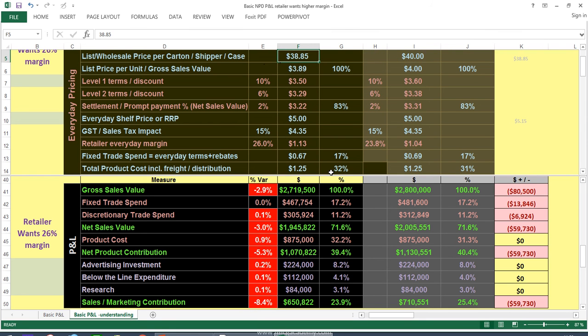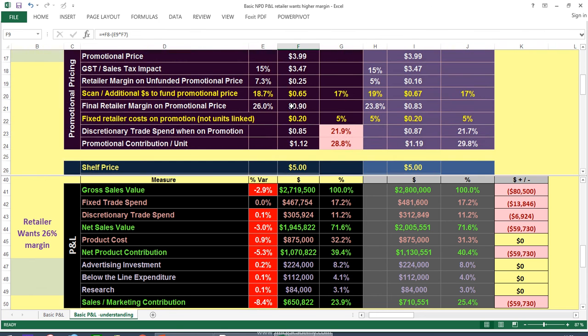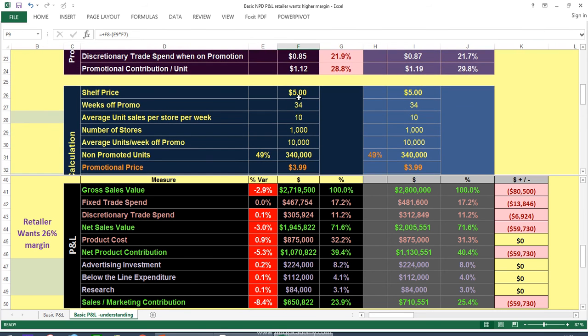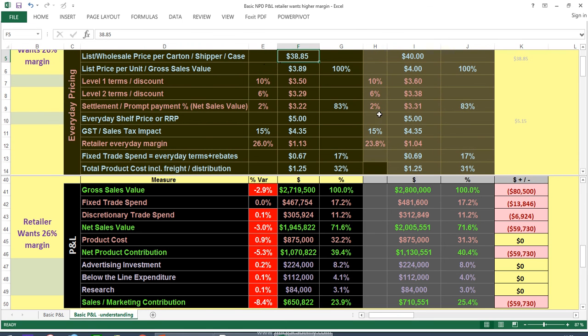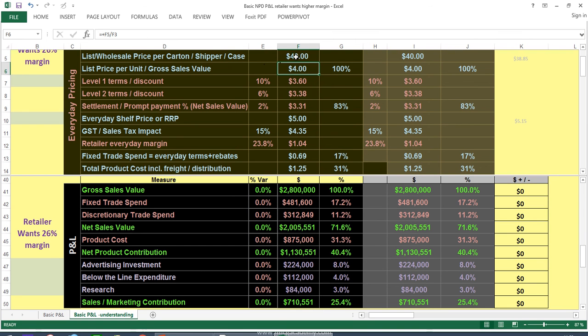The other way you can influence this margin, so I'm going to pop this back to before I do that, actually, just with that change in list or wholesale price, you've not affected anything else really. You've not changed the consumer price, you haven't changed volumes, units, anything. So the other one is we change the shelf price. So you could go back to the retailer and say, okay, we're still going to sell to you at $40. Maybe we consider raising the everyday shelf price to $5.15. I've calculated this before. So it reaches 26%.